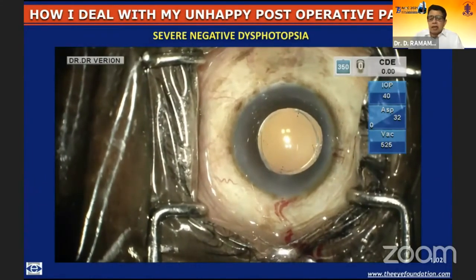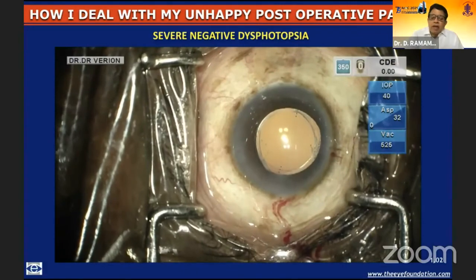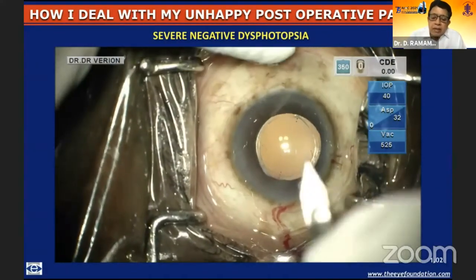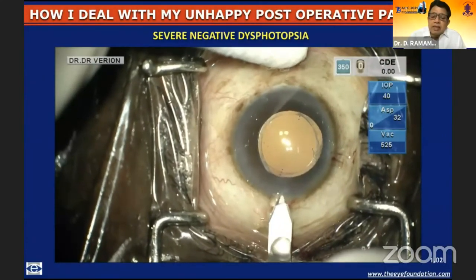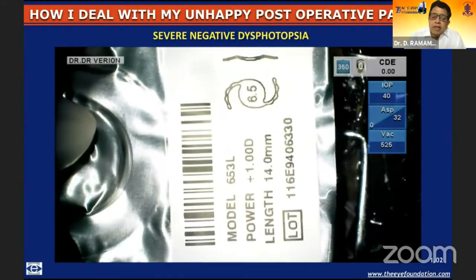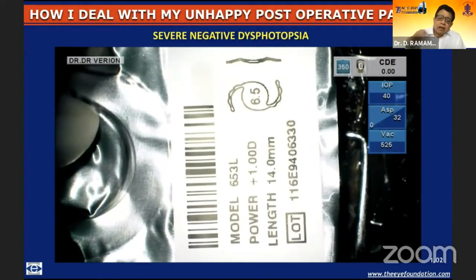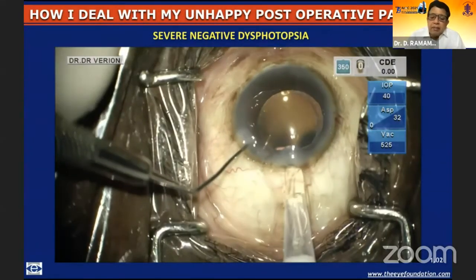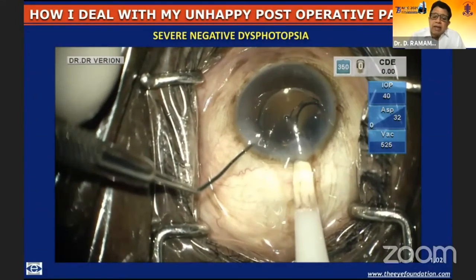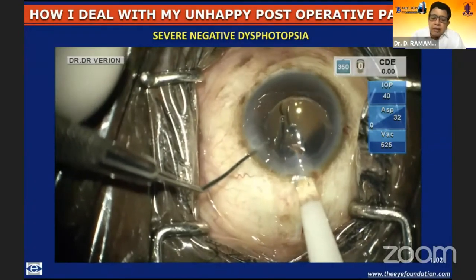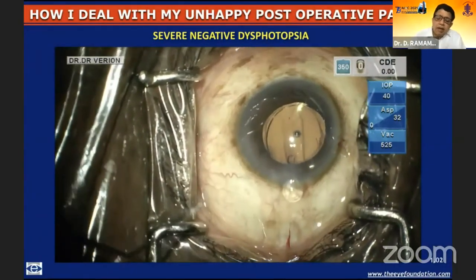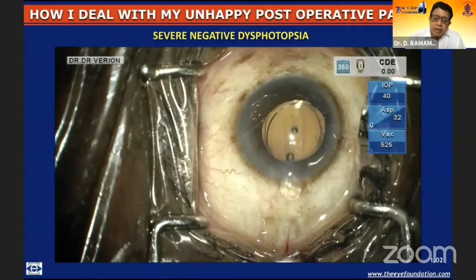Negative dysphotopsia is a complaint that some of our very well-done patients have. This is actually a lawyer who was operated on by a dear friend of mine. A toric intraocular lens had been placed, with an excellent 6/6 refractive outcome. The patient was extremely disturbed by the negative dysphotopsia, and my friend referred the case to me. Because it was a toric lens, I did not want to bring it out of the capsular bag, or upset the very optimal refractive outcome that had been achieved.